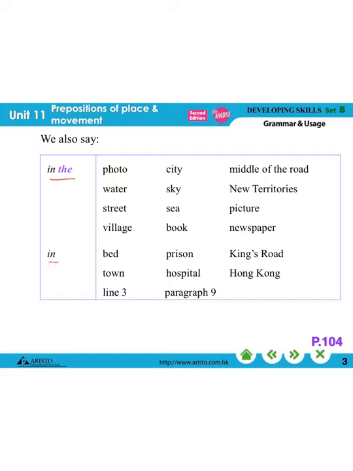So besides the above ones that we have to add the, okay, and then for the remaining ones, in bed, in prison, and when you want to talk about the name of that road, in King's Road, in Hong Kong, okay, so in the cities and countries. In line 3, when you do reading, okay, so you always see questions like this, in line 3. So in paragraph number 9.